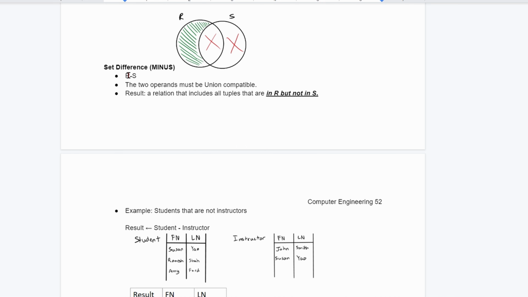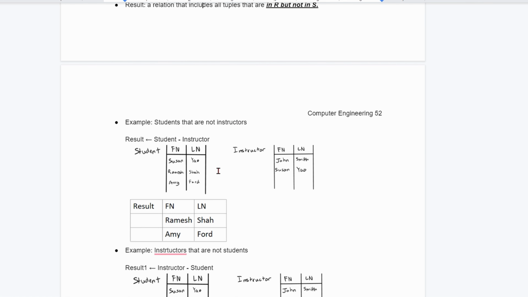So R minus S are two operands, and they must be union compatible. That means that they have to have the same number of attributes inside of them. For a result, it's going to be a relation that includes all tuples that are in R, but not inside of S. So none of them that they share, none of them that S is involved with. We have an example right here.